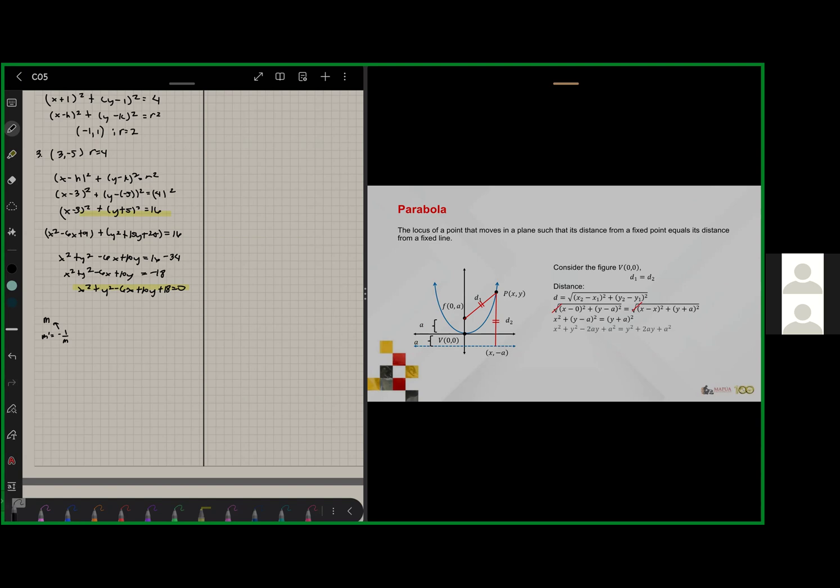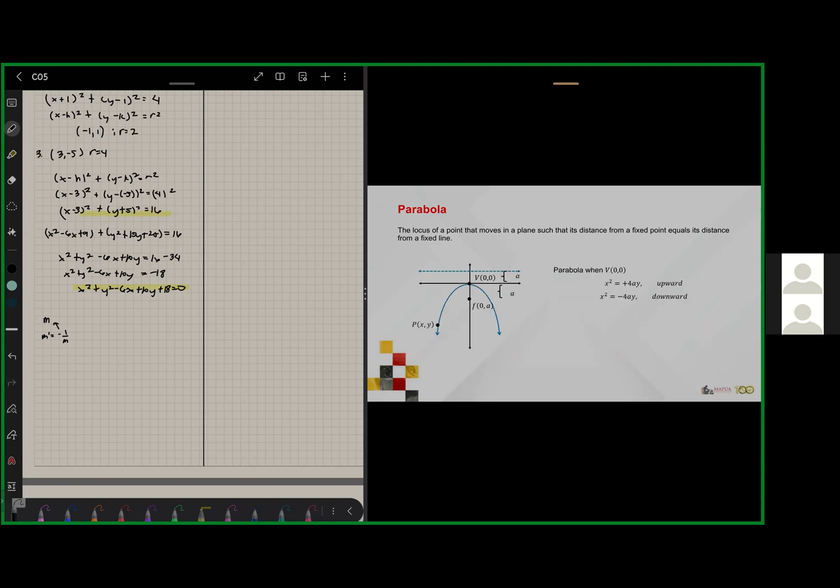So this is just the derivation of our formula. This is the standard form of a parabola: x squared equals 4ay if it is upward, and negative 4ay if it is going downward. 4a is the length of our latus rectum, and this is the standard form of our parabola if our center is not at 0, 0.